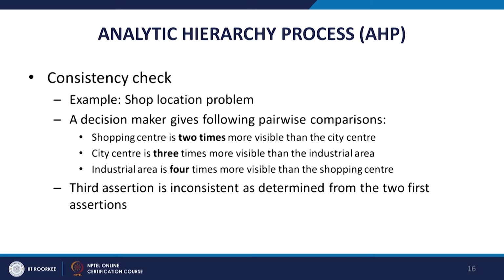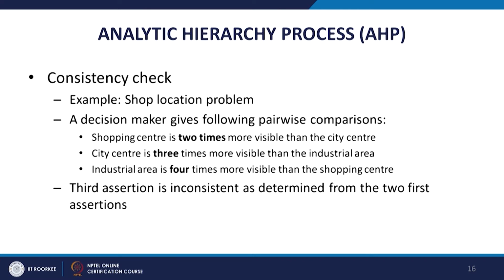Because if shopping center is 2 times more visible than city center, and in turn city center is 3 times more visible than industrial area, then by the rule of transitivity, using just these 2 assertions, we come to know that shopping center should be 6 times more visible than the industrial area. However, the third assertion says that industrial area is 4 times more visible than the shopping center. So the third assertion is actually inconsistent with the first 2 assertions.